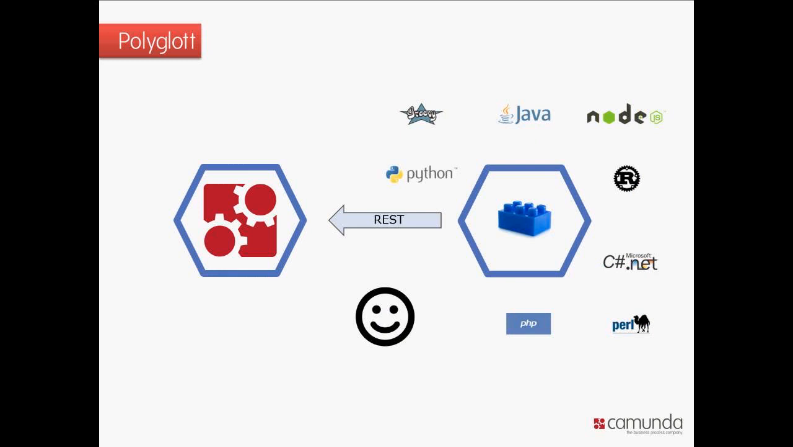If you're a polyglot, it means you don't have to write a Java adapter in order to call services, but you basically query the REST API from Camunda, and REST is normally not a problem in any of these technologies. So anybody can talk HTTP. I mean, that's 2016 anyway.